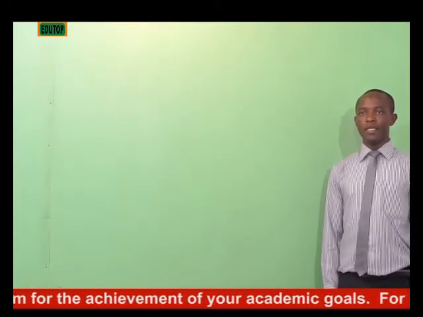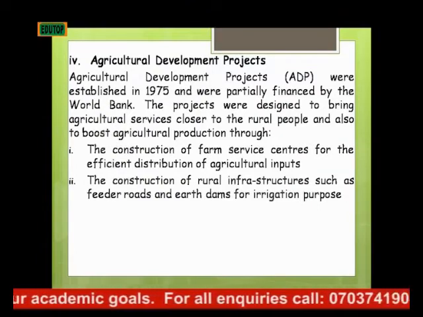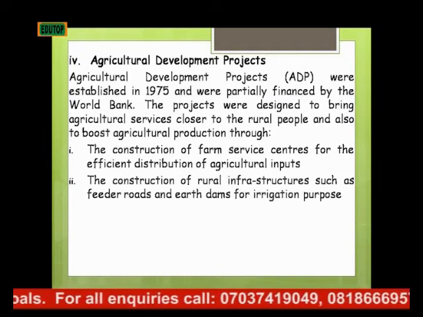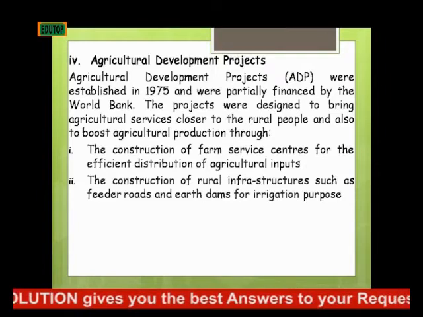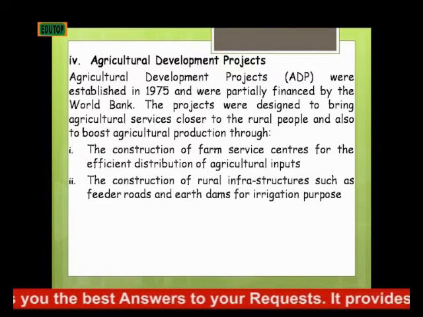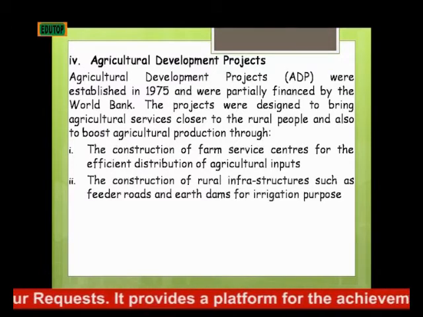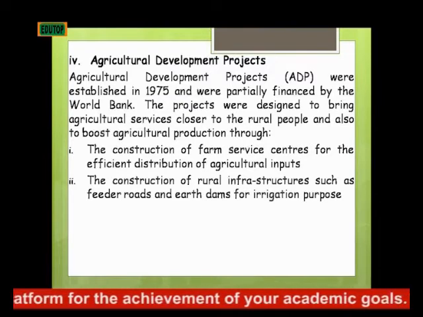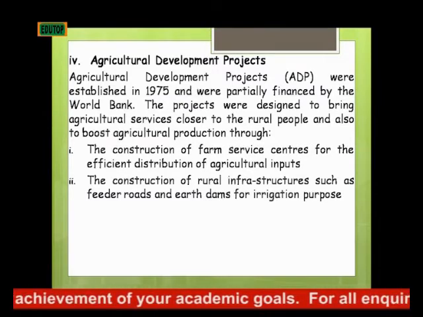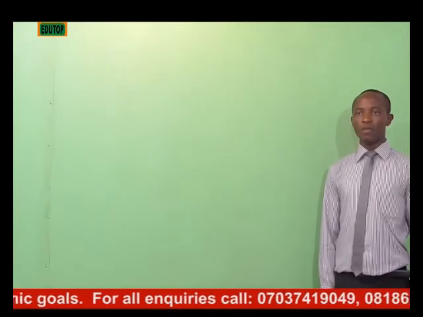The fourth program that the government actually created was the agricultural development projects. Agricultural development projects were established in 1975 and were partially financed by the World Bank. The projects were designed to bring agricultural services closer to the rural people and also to boost agricultural production through, one, the construction of farm service centers for efficient distribution of agricultural inputs. Then the next point is the construction of rural infrastructures such as feeder routes and dams for irrigation purpose. That is, those were the objectives of agricultural development programs.